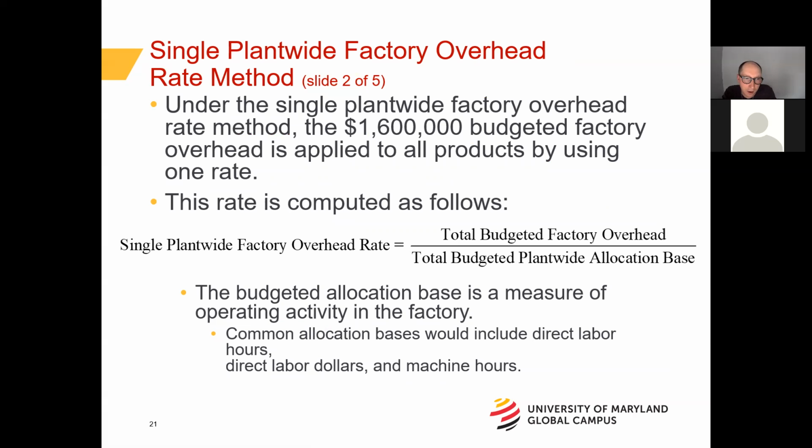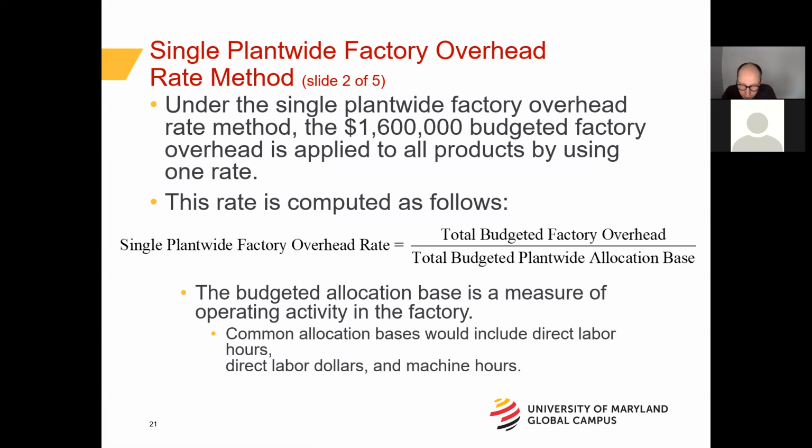Now, using the data to calculate the single plant-wide rate method, which again is the easiest one, we simply take the total budgeted factory overhead divided by the total budgeted allocation base. And you heard me say the word allocation base earlier. I probably refer to it as an activity, right? And this activity is based on labor hours. So the total budgeted plant-wide allocation base would be the labor hours.